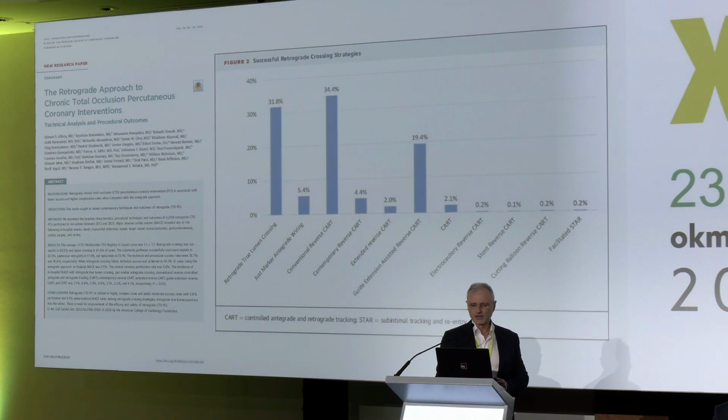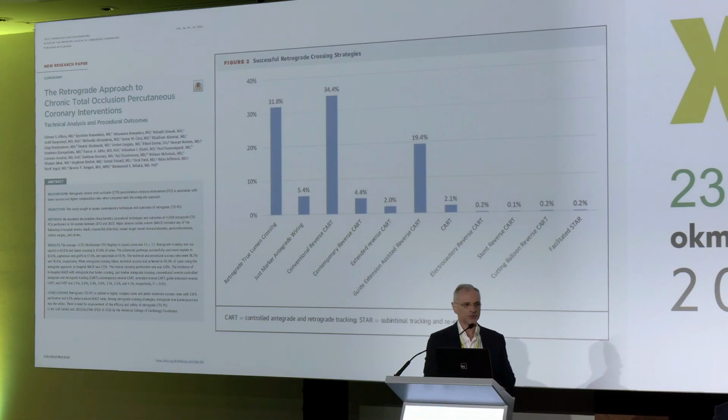And what you see here is the success, and you can appreciate that the mainstream techniques haven't been talked about, but the retrograde wire crossing true to true is 1/3, and CART is around another 1/3. And you see that the guiding catheter extension, and I'm going to show you the technique, is around 20% of the cases. And you have all these very traumatic ones, the extended reverse CART and other procedures. But that's a little bit about what we're working on today. True to true, in the retrograde, is 30% of the cases, okay?